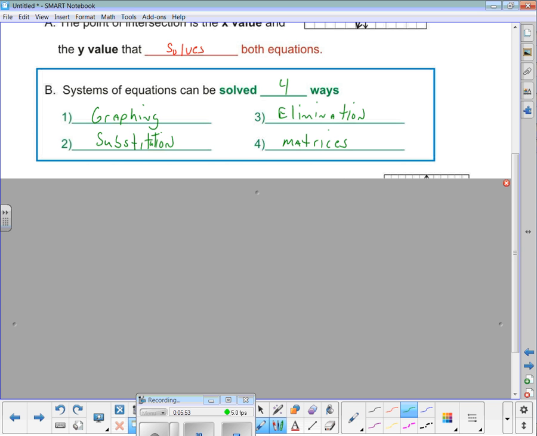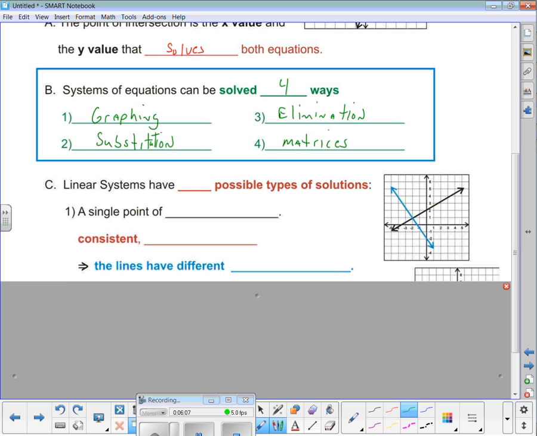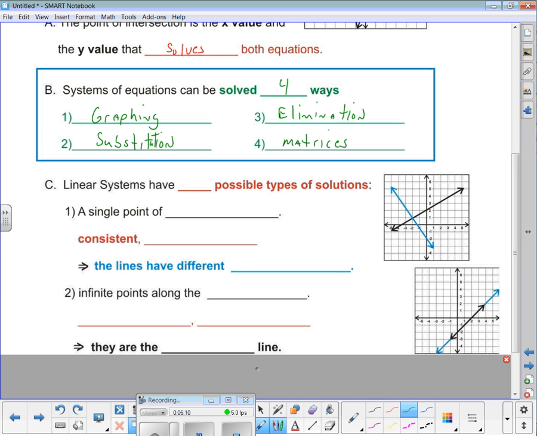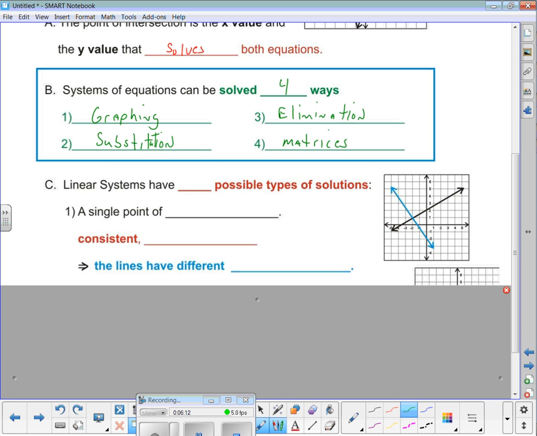All right, so there are four ways of solving a system of equations. And this should be the thought in your brain when you come across a system. Do I want to solve it by graphing, substitution, elimination, or matrices? All right, and then you can continue on from there. So let's talk about linear systems. Linear is nothing more than a system of lines. Linear systems have three possible types of solutions.